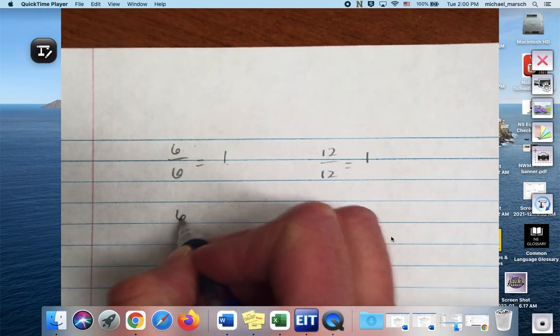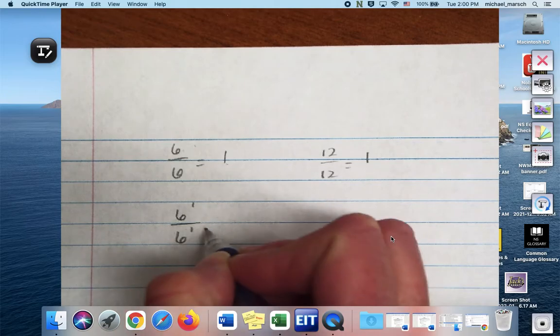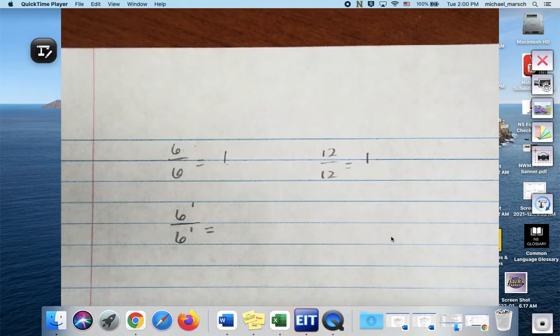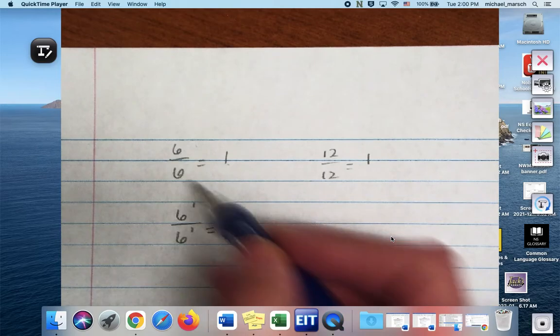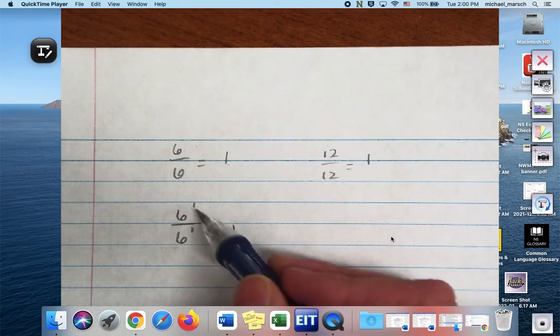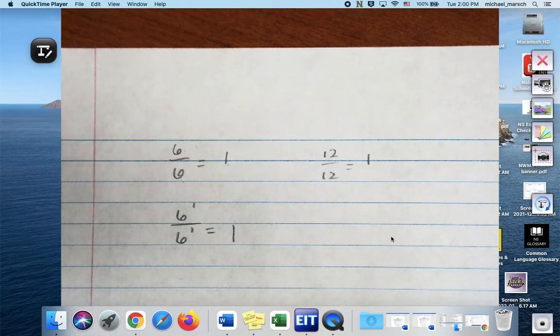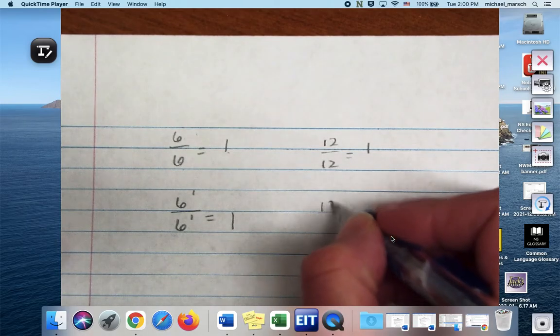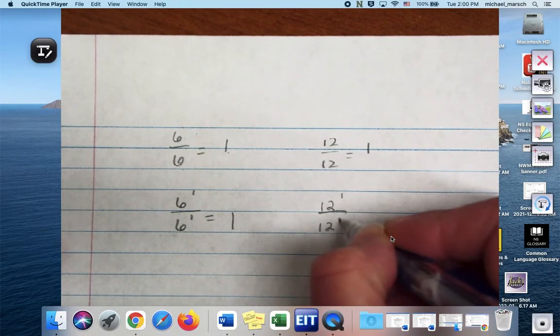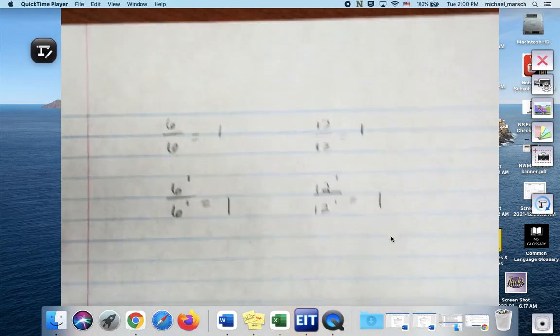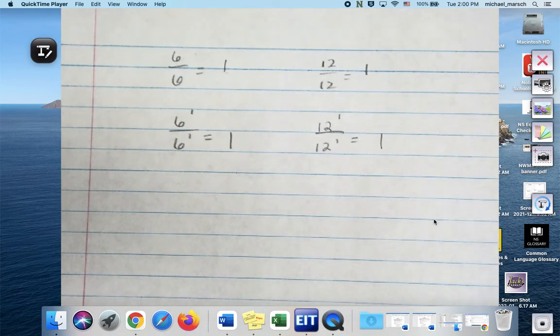So what if I had 6 to the first power divided by 6 to the first power? What's that going to equal? Yeah, because it's still the same thing, right? Because any number technically has that secret 1 hiding there. Sometimes you have to acknowledge it, sometimes you don't. Okay. So this could also be 12 to the first divided by 12 to the first. And I'm going to equal 1. All right. You guys still with me? I don't want to leave anybody behind. Yeah. I'm almost there.